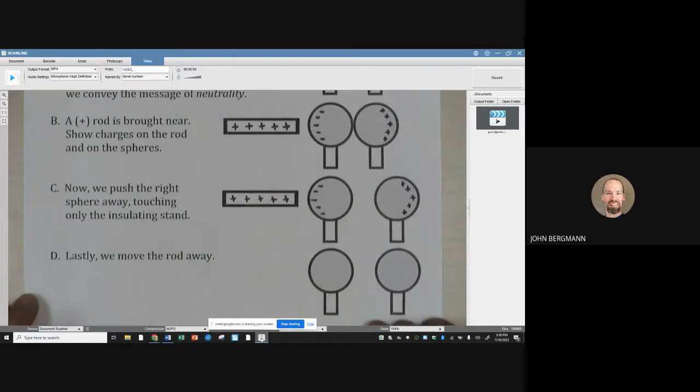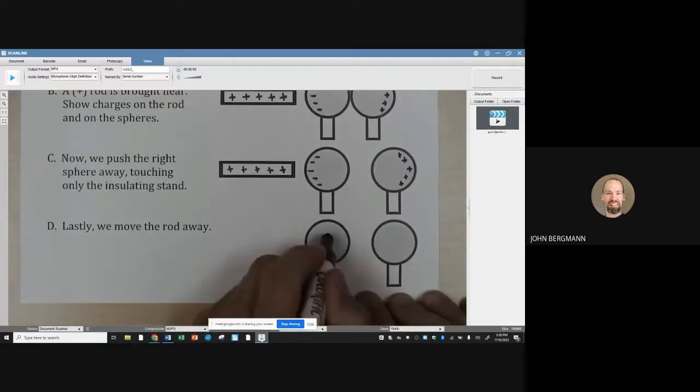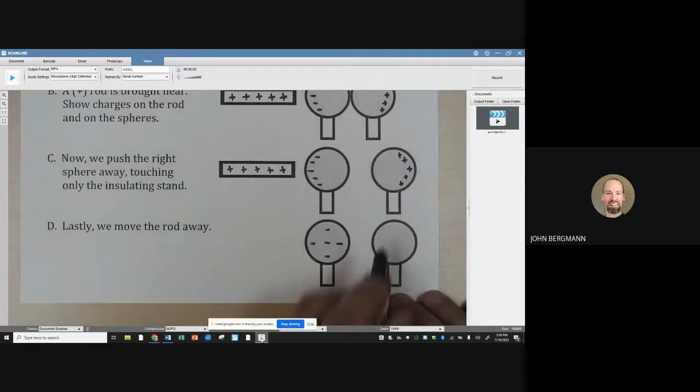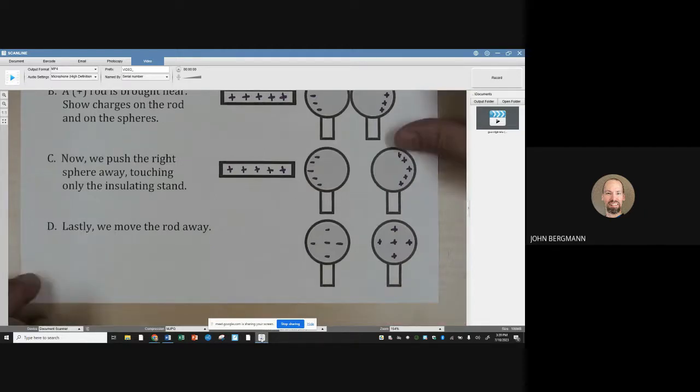Now, when we move the rod away, these negative charges are going to disperse on the surface, and these positive charges, again, the positive charges won't move. It'll be the electrons over here that will move, but we will get an effect such that all of these positive charges are uniformly distributed. And you can see that we have charged both of these objects, but we have not touched either of them with a charged object. That's the definition of charging by induction.